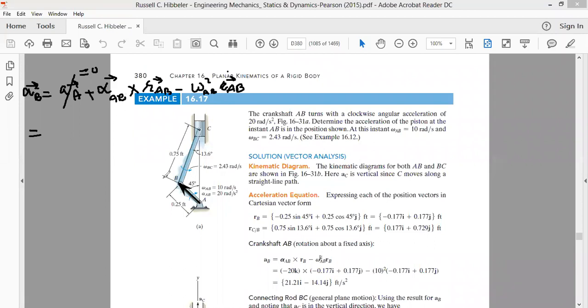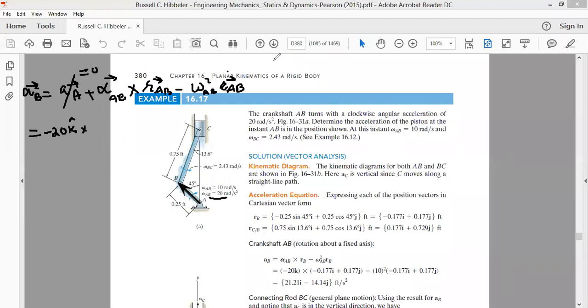Now, the angular acceleration of AB is given to us. It is 20 radian per second square, but it is clockwise. If you curl your fingers in the direction of this arrow, the thumb will be along the minus k direction. So we'll write it as minus 20 k cap, cross product with R_AB. Now we have the radius vector from A to B.